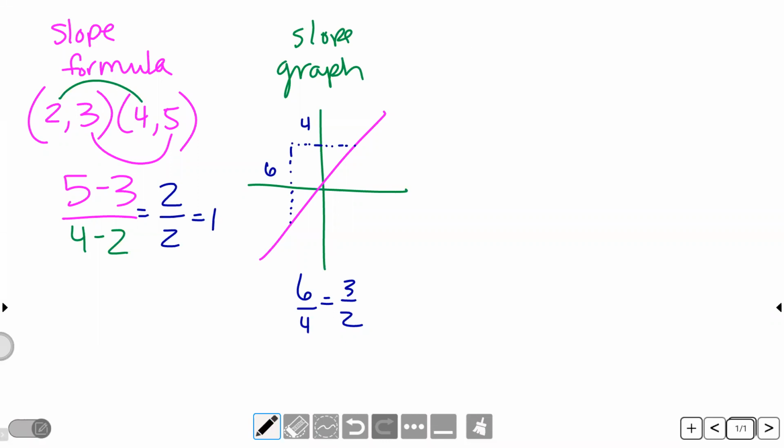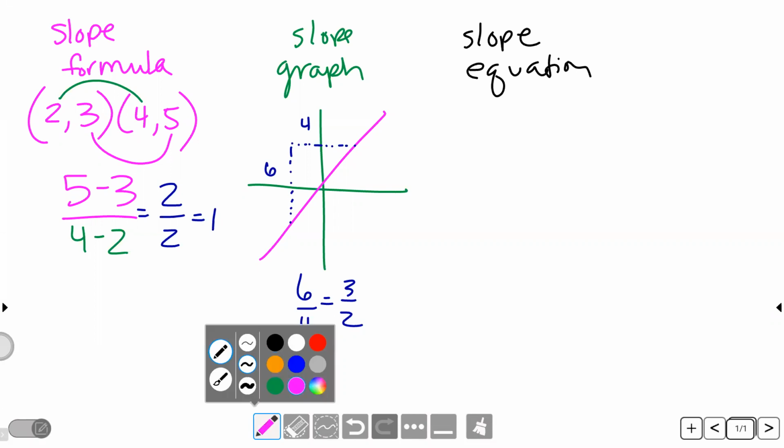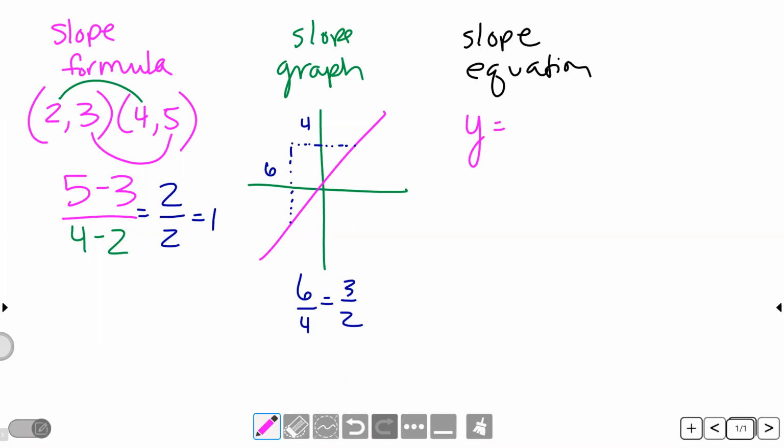Then we talked about finding slope from an equation, and there's an easy one and a hard one. So it's easy when they give you an equation in slope and intercept form, like negative 5x plus 6. Well, that's easy. The answer is right there. Your slope is negative 5.